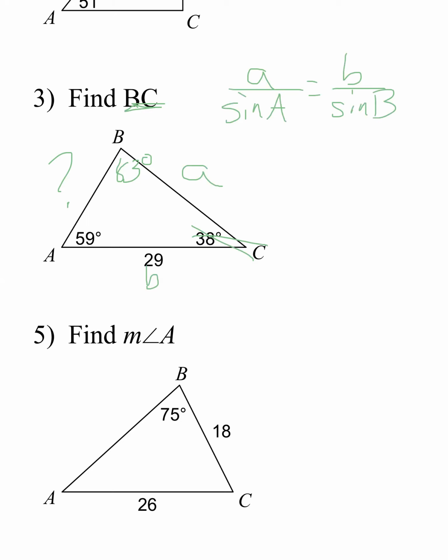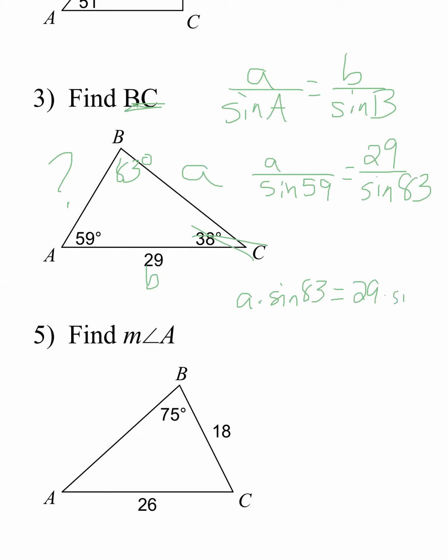Lowercase a is the one I don't know. Sine of A is 59. Lowercase b is 29 over sine of angle B, which was 83. We cross multiply. We're going to get a times sine of 83 equals 29 times sine of 59. Divide both sides by the sine of 83.